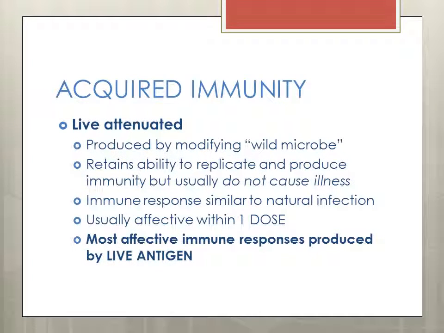Live attenuated vaccines are produced by modifying a wild microbe, and they retain the ability to replicate and produce immunity, but they usually do not cause illness. Now, of course, in an immunocompromised person, they most certainly can, but in an immunocompetent person who is otherwise healthy, they usually do not cause illness. They just replicate and produce immunity. All right, and the immune response is very similar to the natural infection, and this is usually effective within a single dose. And the most effective immune responses are produced by the live antigen.